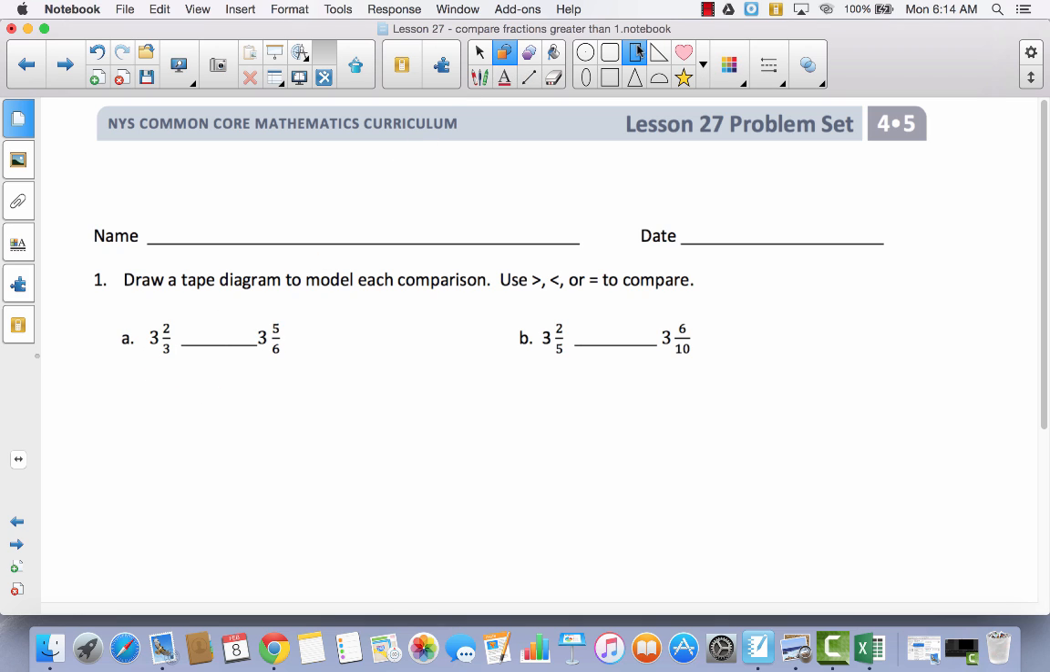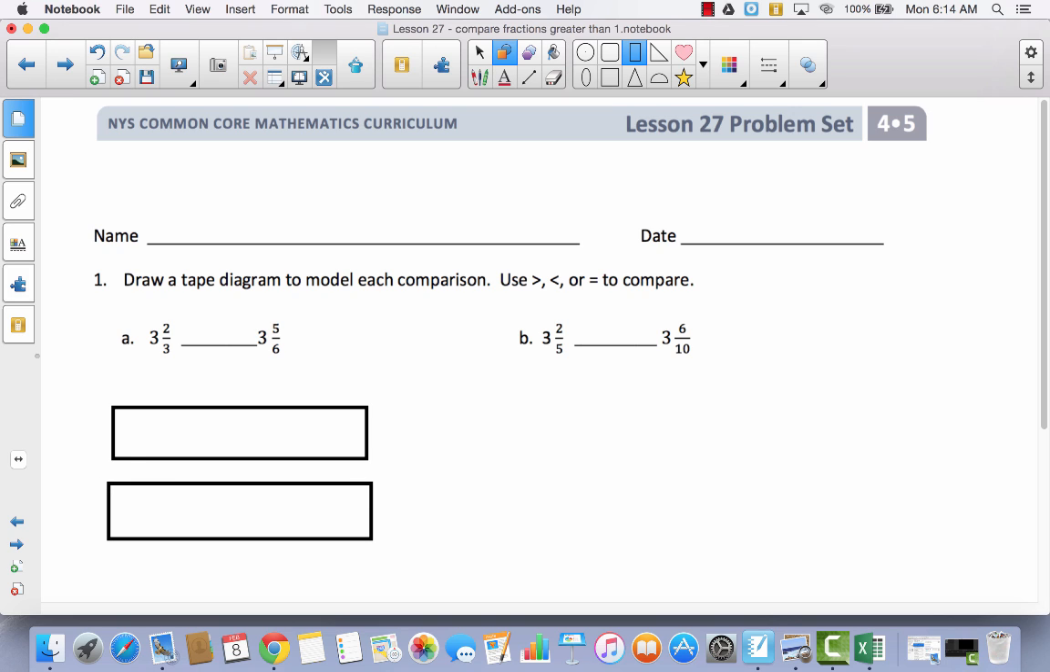If our whole numbers were not the same, there would be no point in drawing a tape diagram. We wouldn't need to. We would be able to go ahead and compare these without the tape diagram. All right, so again, when you make your tape diagram, try your best to make them equal.